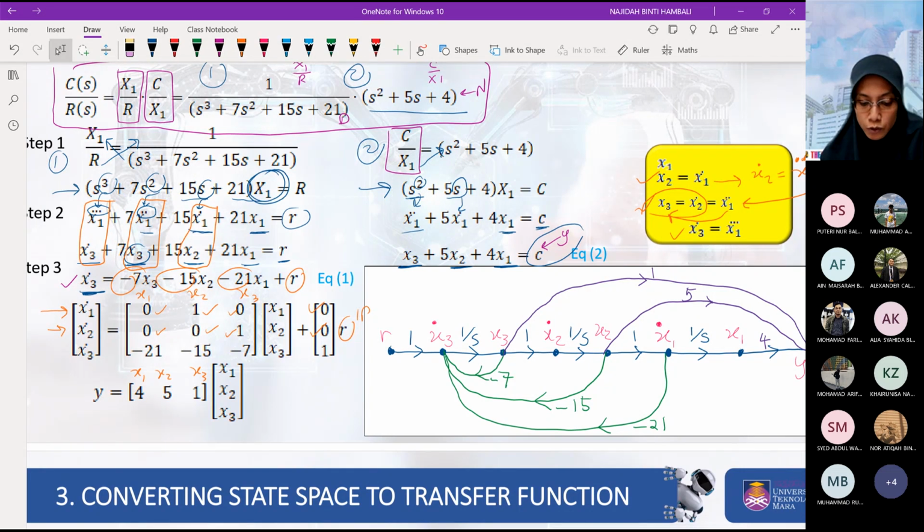Okay, let's use our second equation for the second part. C is actually equal to y, then we can fill in this second equation for state space. So we have 4 for x1, we have 5 for x2, we have 1 for x3. That's it. We have completed our state space equation.